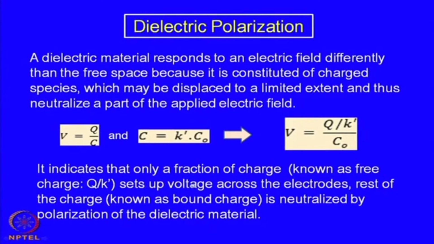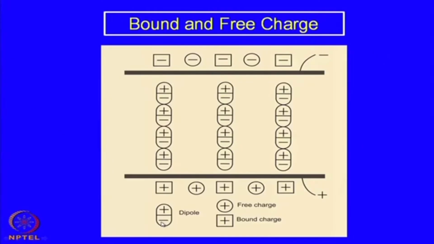It indicates that only a fraction of the charge, known as the free charge, which is given by this, sets up the voltage across the electrodes. The rest of the charge, known as the bound charge, is neutralized by the polarization of the dielectric material. So, this is what we call polarization, that means creation of some dipoles within the material.